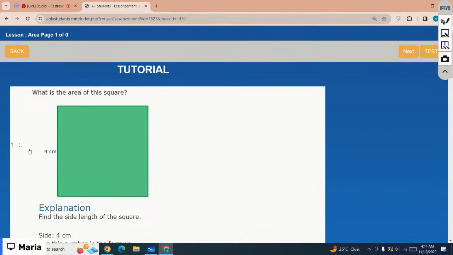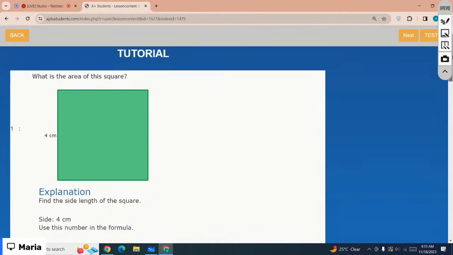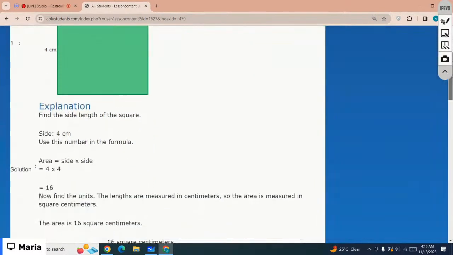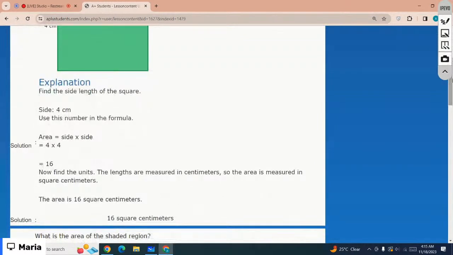So basically, the area is the space any shape or object covers on the two-dimensional plane, right? Or you can say the space enclosed by the boundary of a plane is called its area. So you are given a square, you need to calculate the area. A square has all four sides equal in length. The very simple way to calculate the area of the square is area equals side times side. You need to do 4 times 4, so the area of the square is 16 square centimeters.